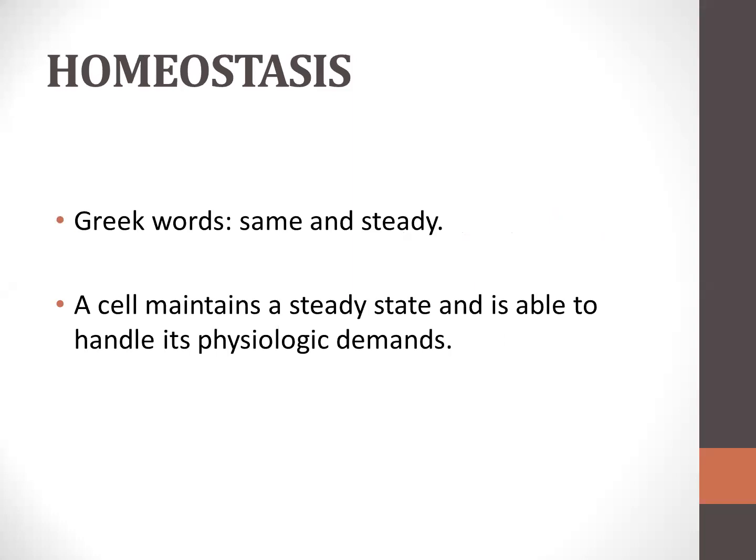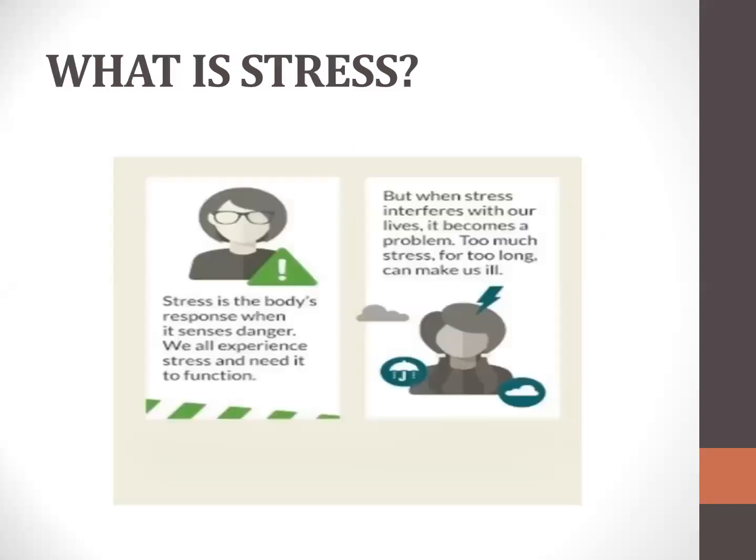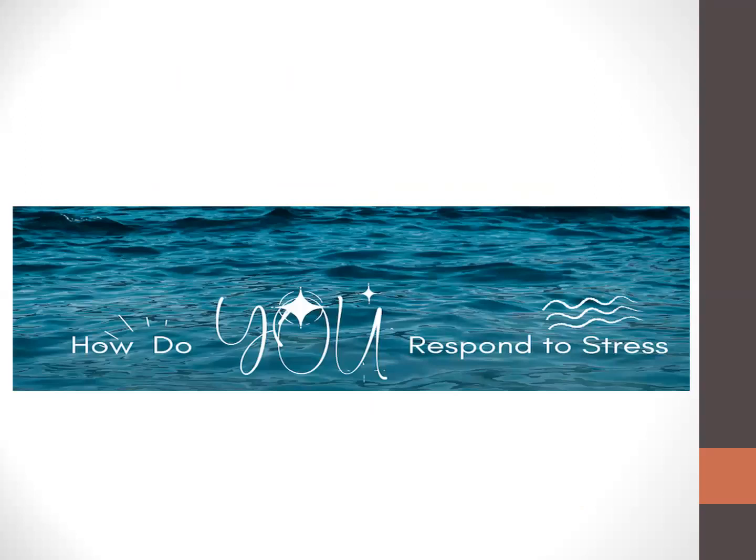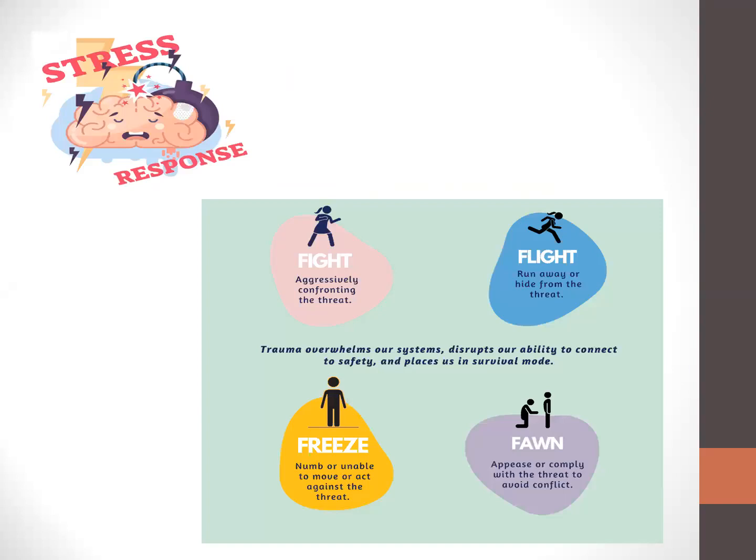Now, under physiological conditions, the cell maintains a steady state, which is called homeostasis, and the state is maintained to meet the physiological demands of the cell. Stress is the body's response when it senses any kind of danger. How do humans normally respond to stress? Either they fight, they run away, they freeze, or they comply with the situation. These are the normal human responses to any kind of stressful situation.